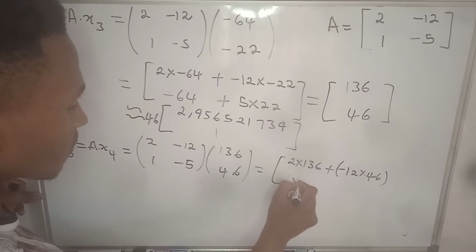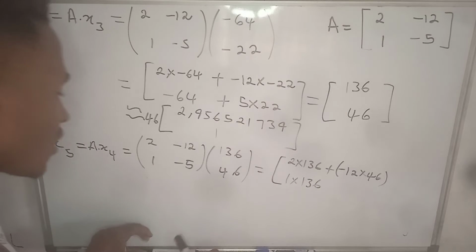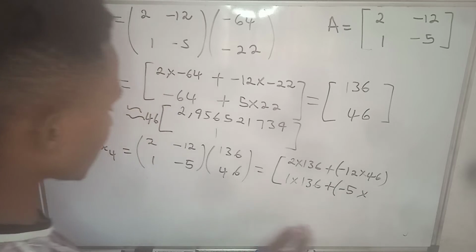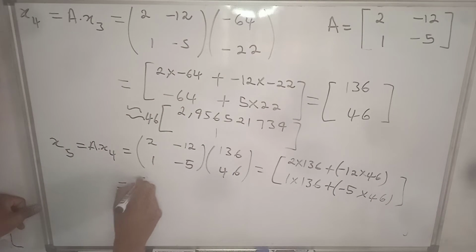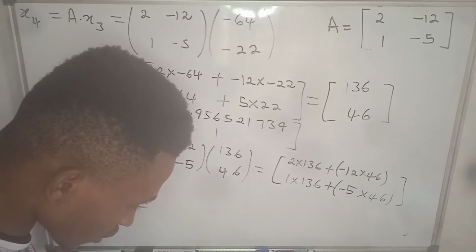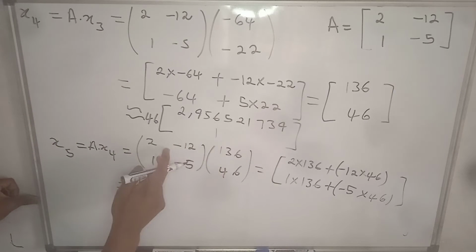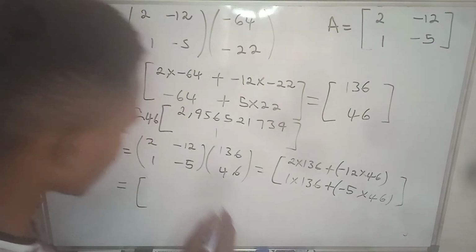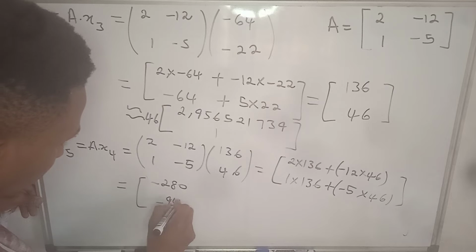1 times 136, 1 times 136 plus minus 5 times 46. So if you punch this on your calculator, this is what you will get. Because we said 2 times this one, if you punch that on your calculator, you're going to get minus 280 all over minus 94.